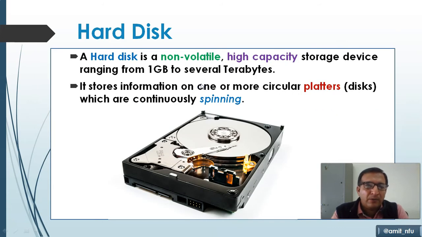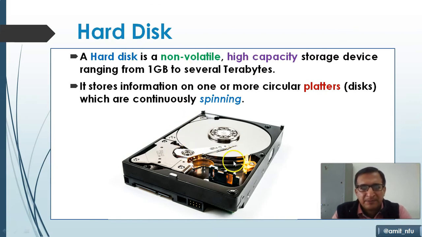Now we'll talk about one of the most important secondary storage devices, that is the hard disk. The hard disk is non-volatile, meaning anything we want to store, we can store permanently, and it has a high capacity ranging from 1 GB to several terabytes. Nowadays in a desktop or laptop we normally have 1 TB of storage. It stores information on one or more circular platters called disks, which are continuously spinning.